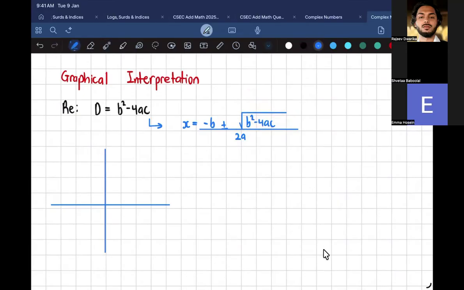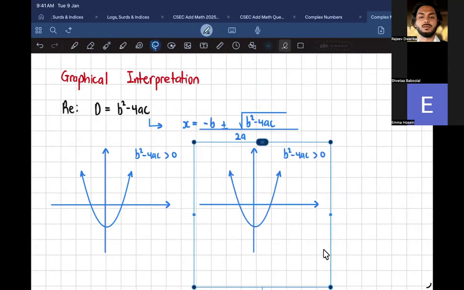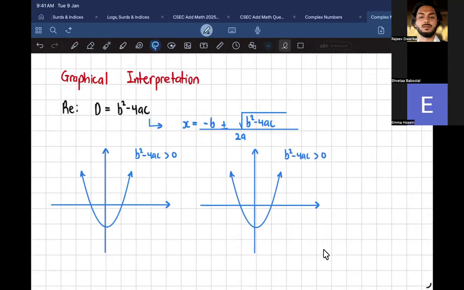That graph would look a little something like this. This is what the diagram would look like if the discriminant is smaller than 0. This is what we are familiar with. Emma, can you tell me what would happen if the discriminant was exactly 0?